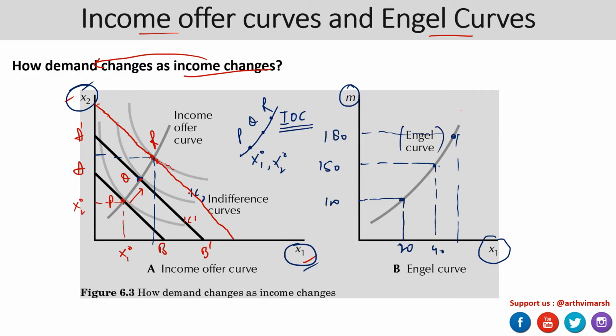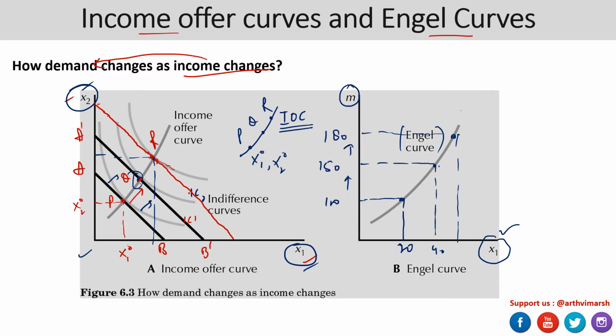So both these curves, if you observe, are telling us essentially how your demand is changing as your income is changing, right? This is the demand for X1, and how it changes as your income changes. And likewise in this case also your income was changing and the demand is changing correspondingly. These bundles have different compositions of X1 and X2 commodities. So this is about the income offer curves and the Engel curves.